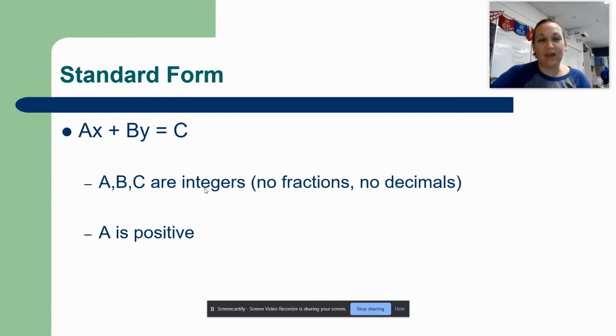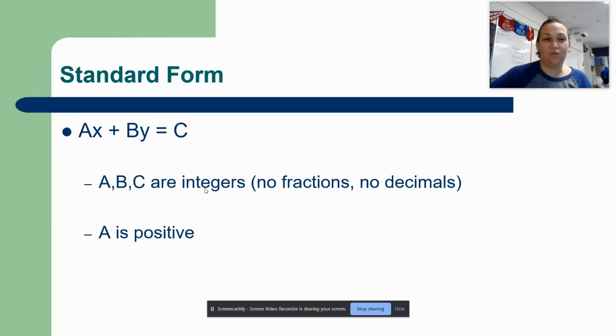When we are finished with standard form, we have to double check a couple things. First, we need to make sure that everything is in the correct order, that it goes x, y, constant. Next, we need to make sure that all the numbers in the equation are integers. That means no fractions or decimals are allowed. And finally, we need to make sure that the first number in the problem is a positive number. That would be the number in front of x.